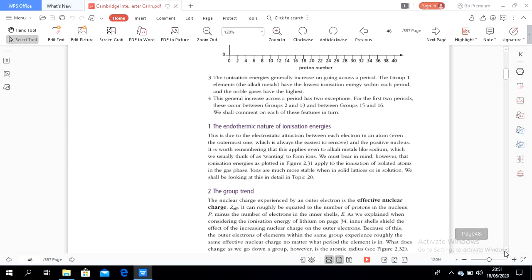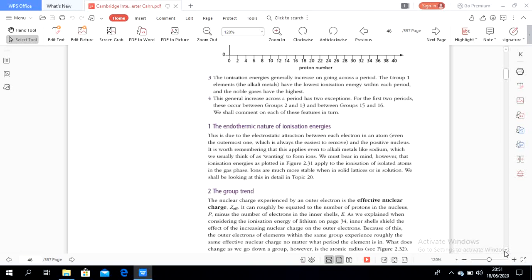And then for the ionization energy trend across the period. Across the period, the number of shells is the same. But there are more electrons occupied in the same shell. And then also there are more protons in the nucleus. As we know, if there are more protons and more electrons, the nuclear charge is getting stronger. Okay, so from left to right, the first ionization energy increases.